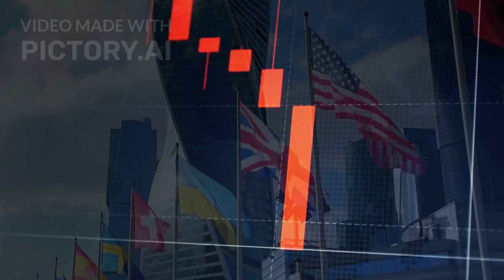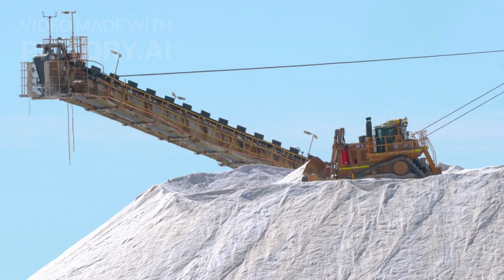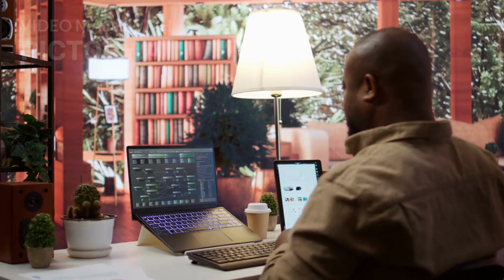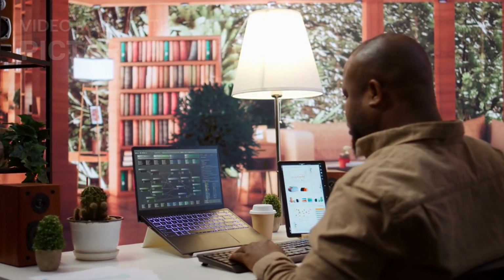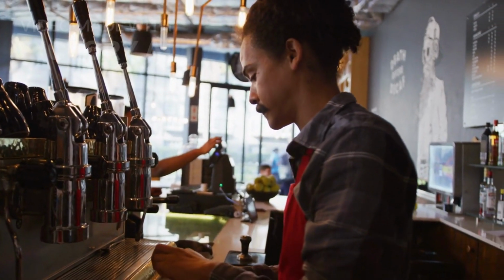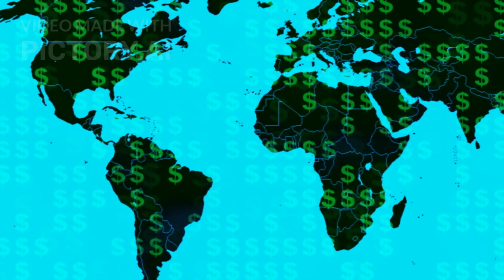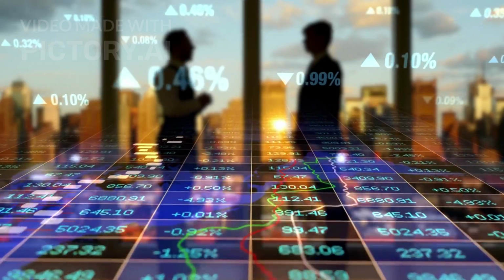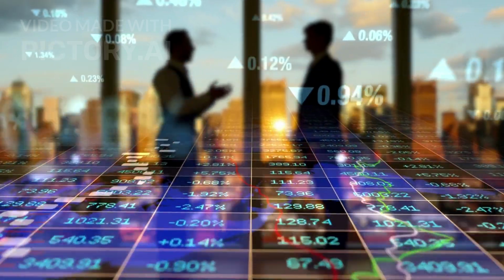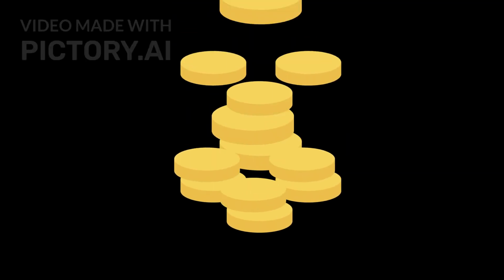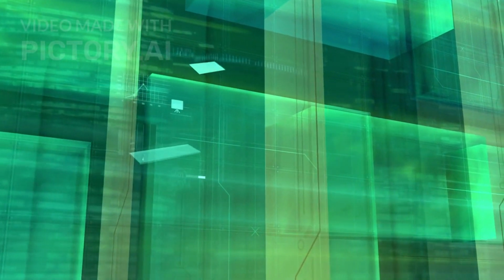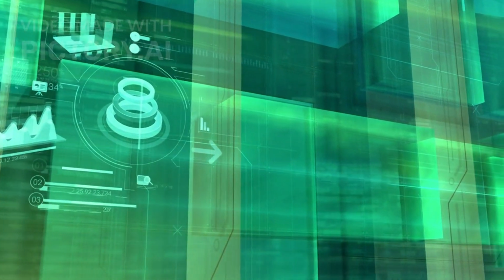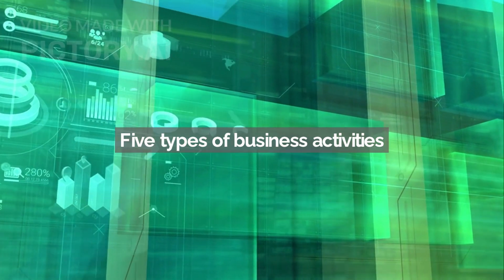But that store is just the tip of a massive iceberg. Every single business in the world, from the guy mining lithium for your phone battery, to the scientist coding an AI, to the barista making your latte, fits into a massive system. Economists call this the sector model. It's basically the food chain of money. Today, we're breaking down the 5 types of business activities that make the global economy spin. Let's start at the very beginning.